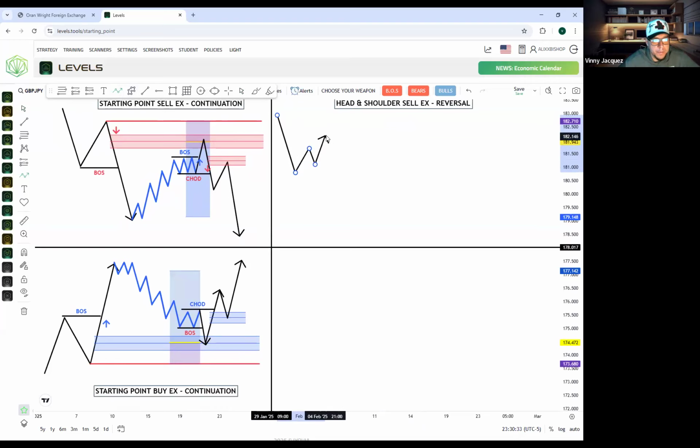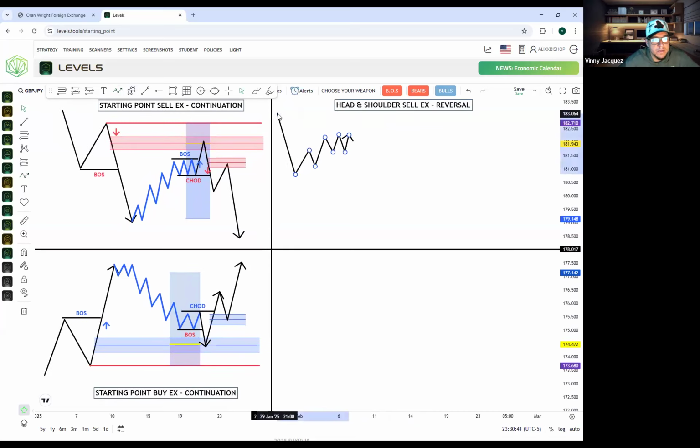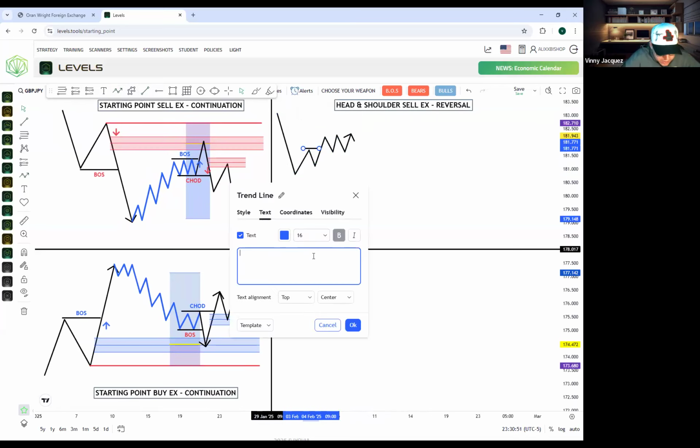Break a structure. Cool. Now, sometimes the market consolidates, right? Not every chart is super clean structure. Sometimes it's going to consolidate. So let's go ahead, right? We always have to mark up the chart.